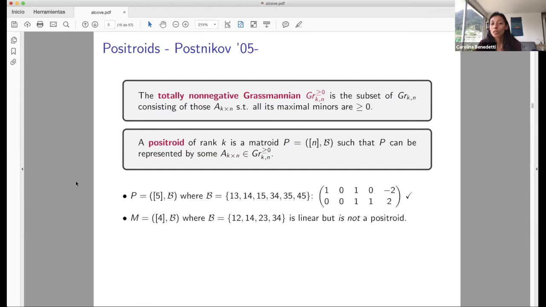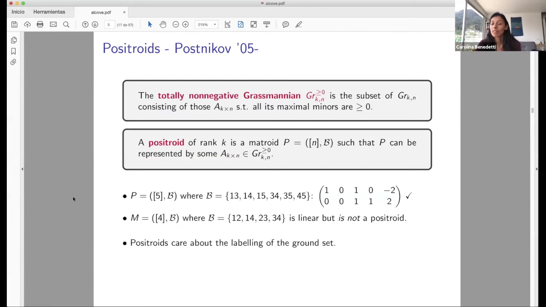Not all linear matrices are positroids. So in this example, you can yourself go ahead and realize that the matrix on the ground set 4 with this set of bases, although you can find a matrix that represents it, no matter how hard you try, you cannot find a non-negative matrix that makes of this a positroid.